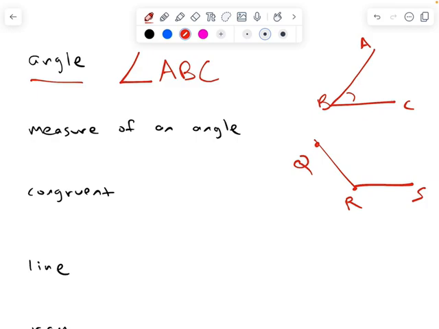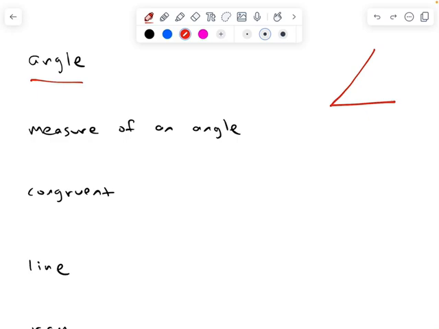So that's an angle. Now the measure of an angle is how many degrees it is. For example, this one right here, ABC, let's say this is 30 degrees. Then we have this little m: the measure of angle ABC is equal to 30 degrees.